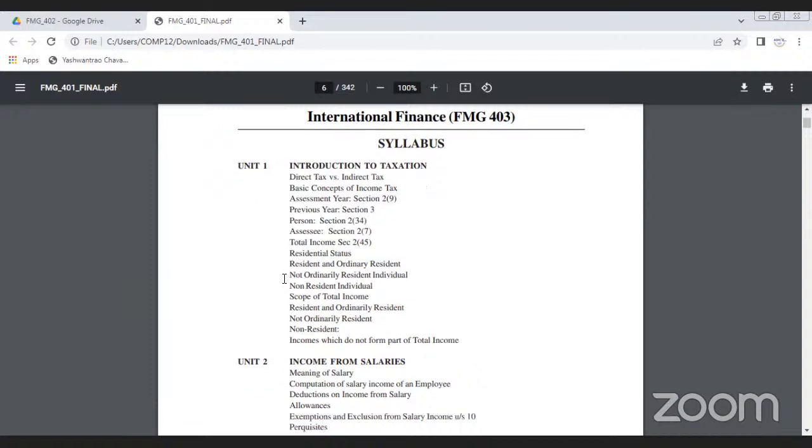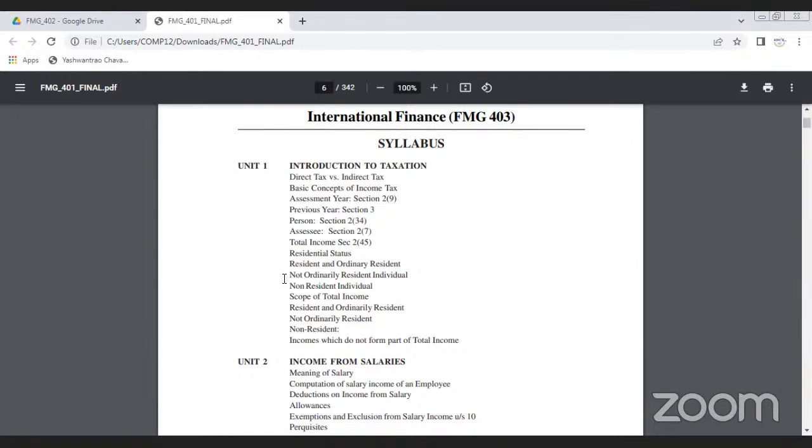We see this in this unit. After that we start residential and ordinary resident, non-ordinary resident individuals, non-resident individuals, scope of total income, residential and ordinary resident, not ordinary resident, non-resident. So these are the full concepts which are related with unit number 1.